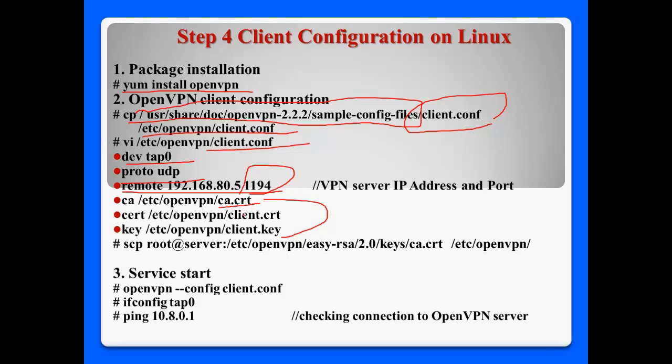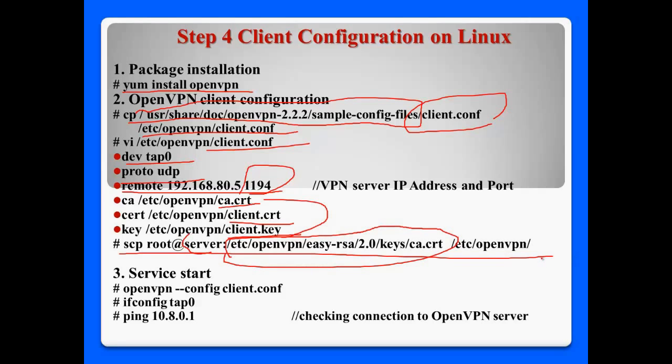And after that, the certificate of the CA and client, and the client key as well. So now the client does not have this kind of key. So now the client needs to copy this kind of file from the server using this kind of command: scp root@server, here, this one is a directory and the file name like this. And in the client system, /etc/openvpn. And after that, number 3, server start.